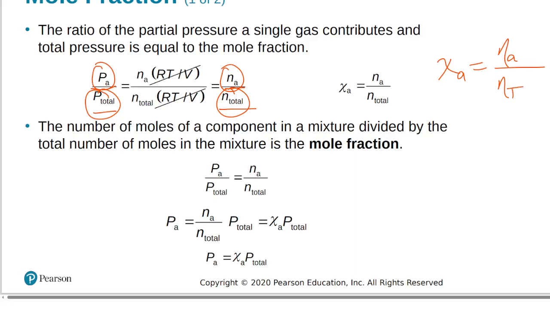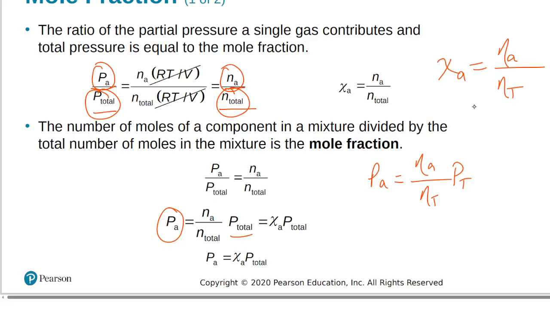All right, and we'll work some problems doing those calculations. If we know that the partial pressure of A to the total pressure is equal to the moles of A to the total moles, we can calculate the partial pressure of A from the moles of A to the total moles times the total pressure. So in other words, the partial pressure of component A is equal to the moles of A divided by the moles total times the total pressure of the gas mixture.